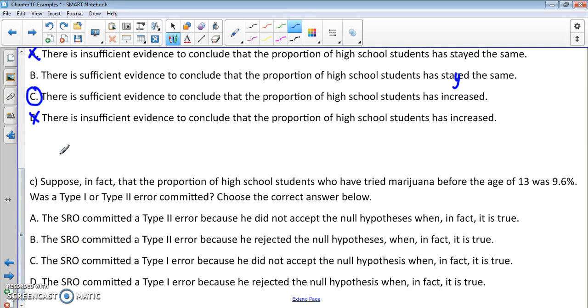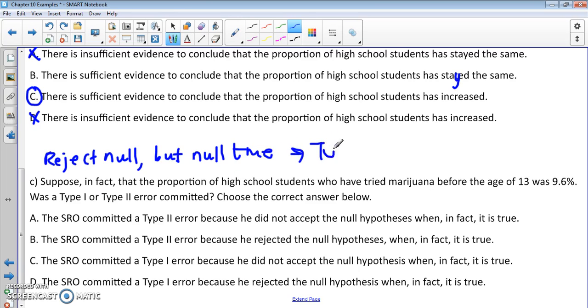So part C says, suppose in fact it was 9.6. So we just rejected the null, but the null is true. We want to know if type 1 or type 2 is committed. So when we reject the null, but the null is true, that is a type 1 error, right? So they committed a type 1, and that's because he rejected the null when the null was in fact true there.